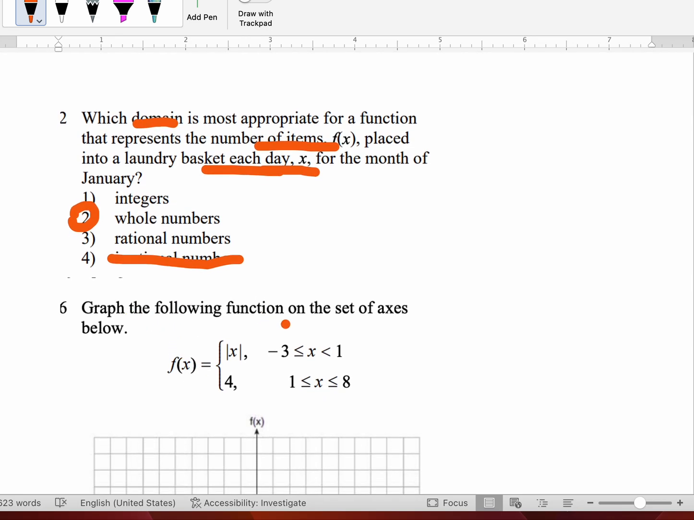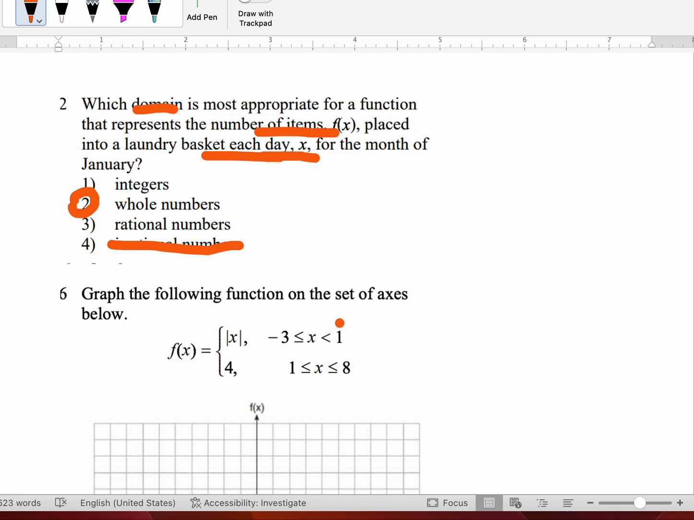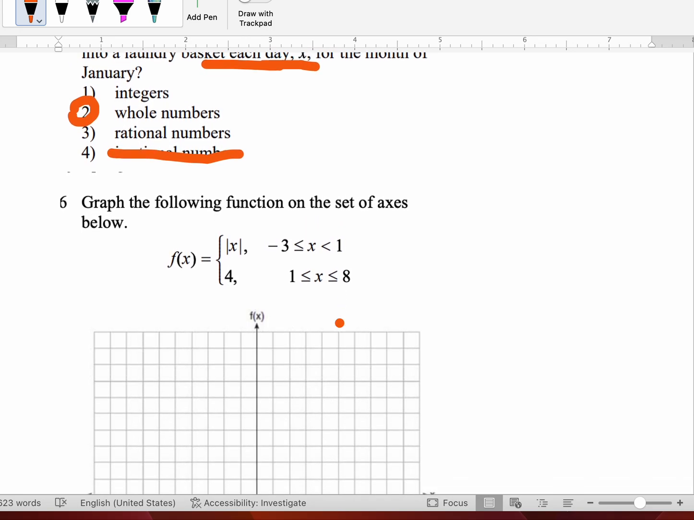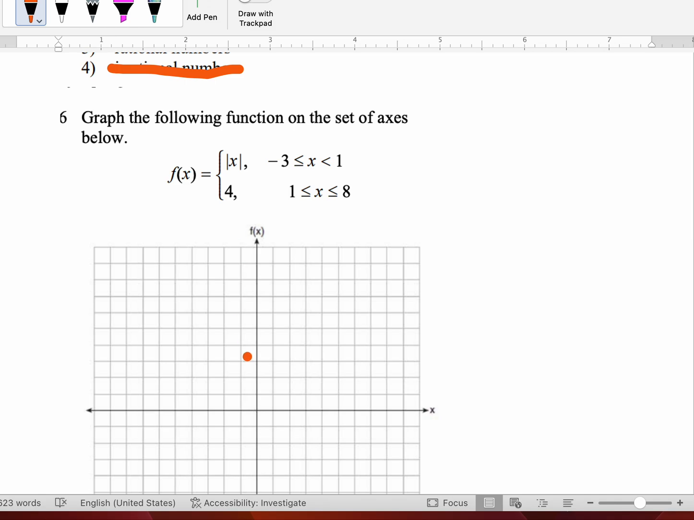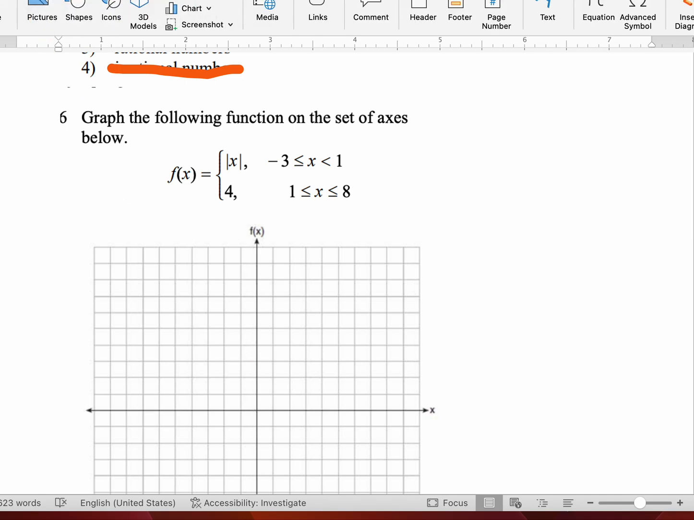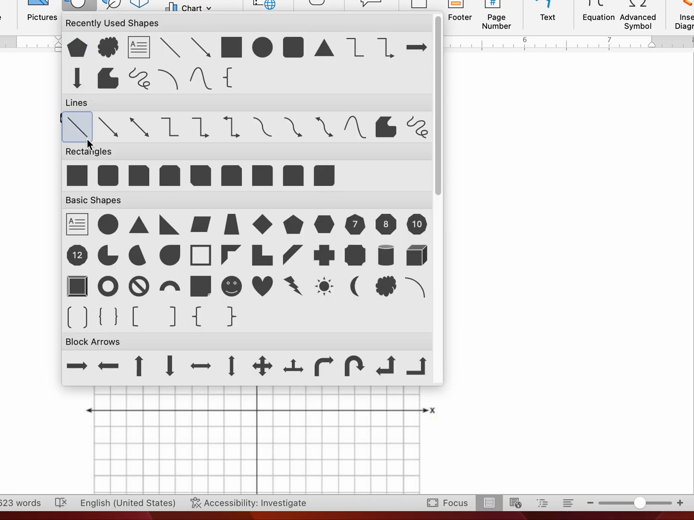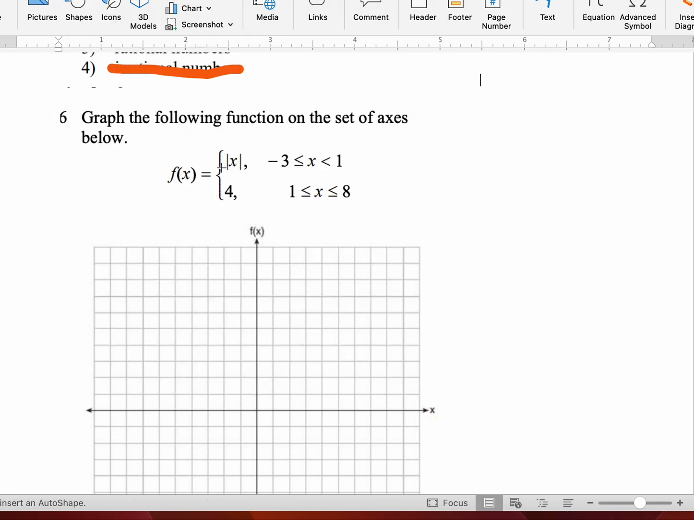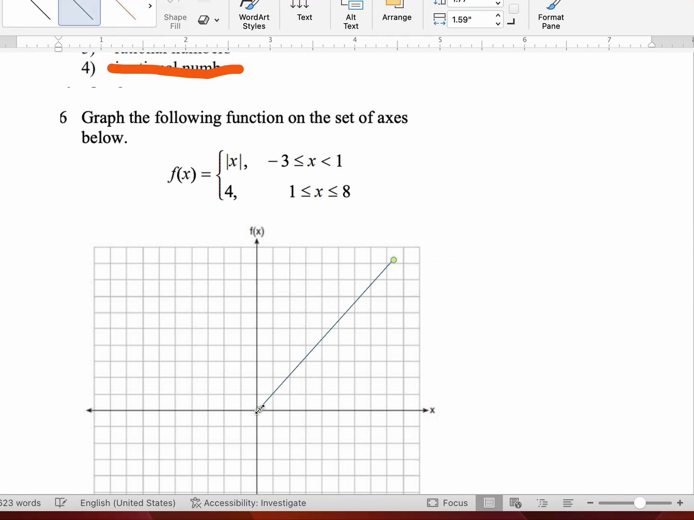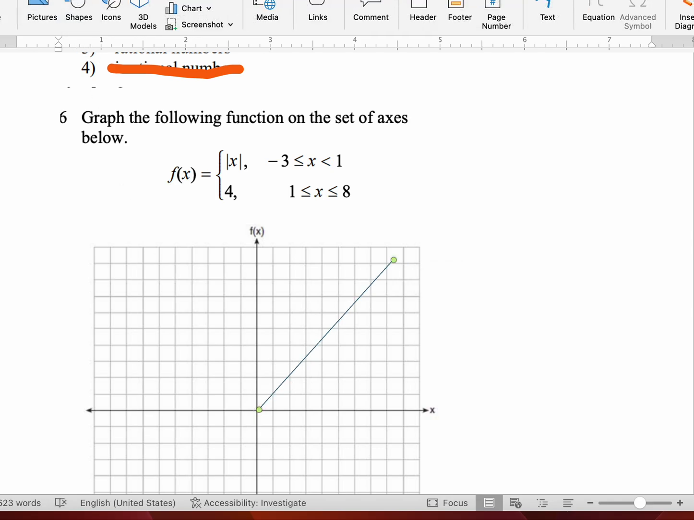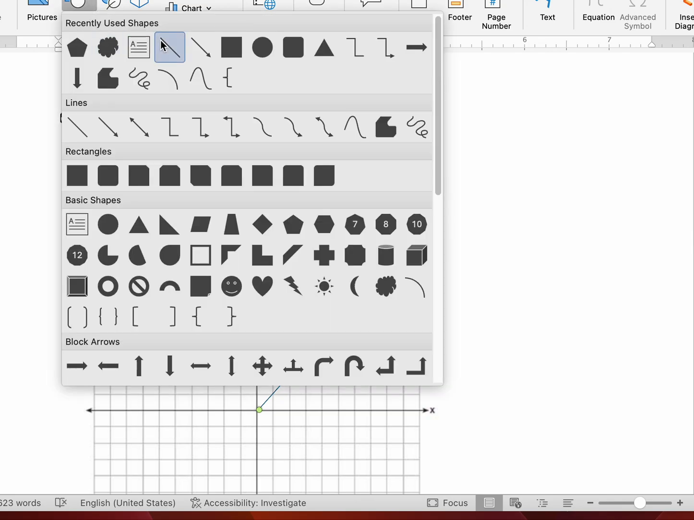Now we're graphing the following function on the set of axes below. So we have two functions. Our function for our absolute value looks like this. I'm just going to draw it out, and I'm not going to keep it like this. I'm just putting it like this for now so you can see the whole function.